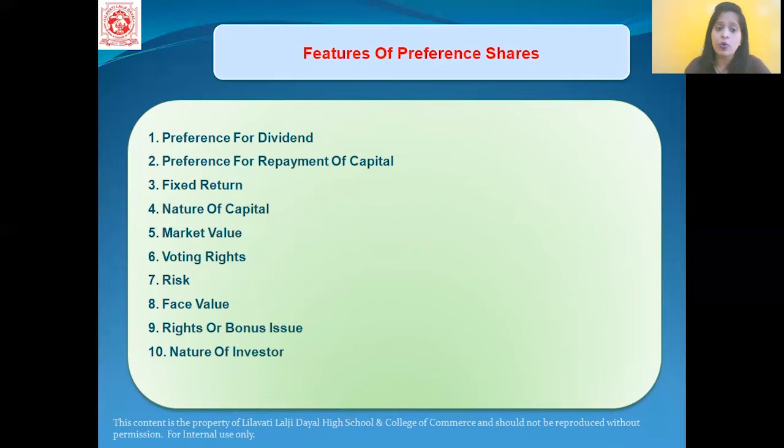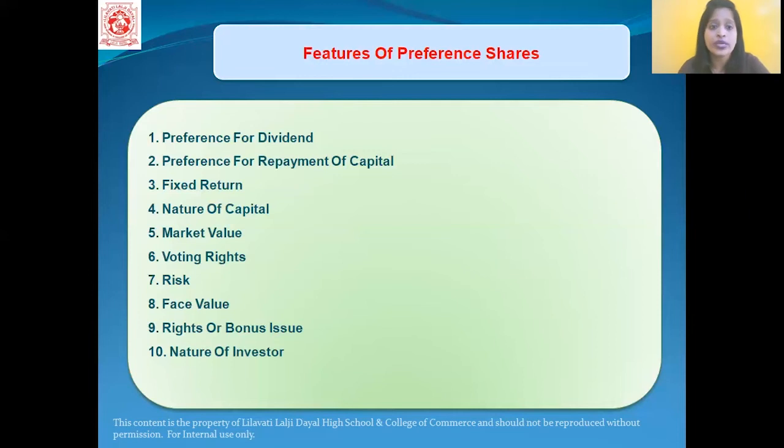Next one is right or bonus issue. Students, the preference shareholders do not receive a right issue or bonus issue, which are only given to equity shareholders. So right shares and bonus shares are not given to the preference shareholders. Then you have nature of investor. Investors who are very cautious, very alert, who give more importance to security in their investment, these types of investors invest into preference shares. So they are the cautious investors, we may say. So these were the features of preference shares.